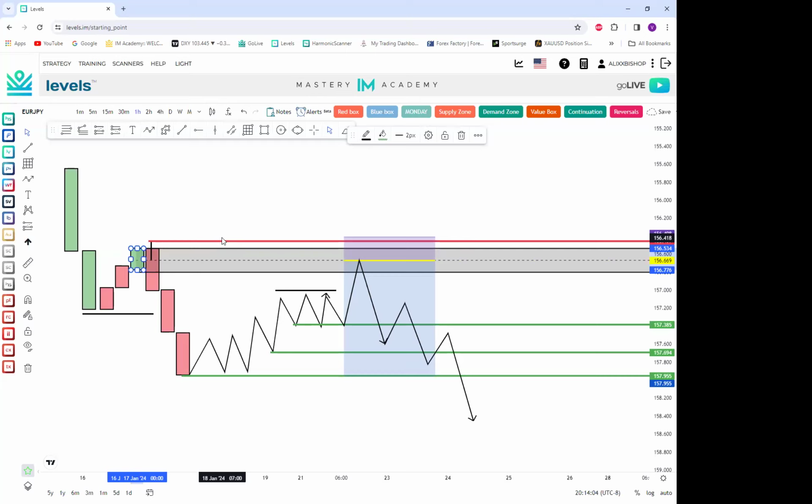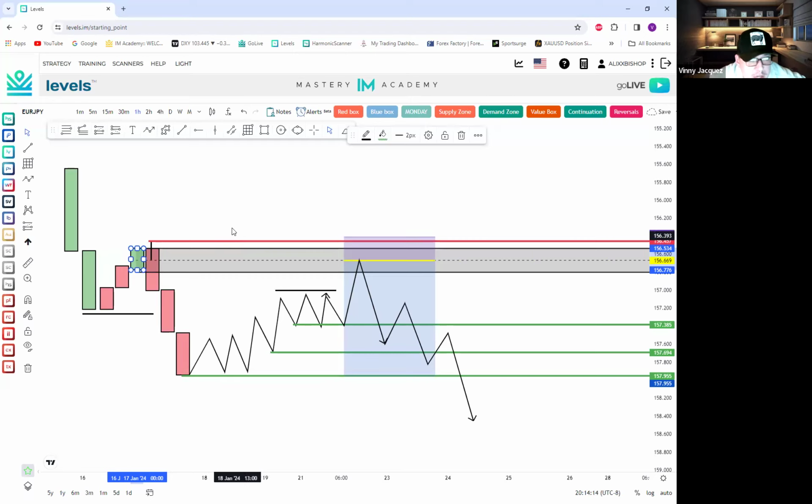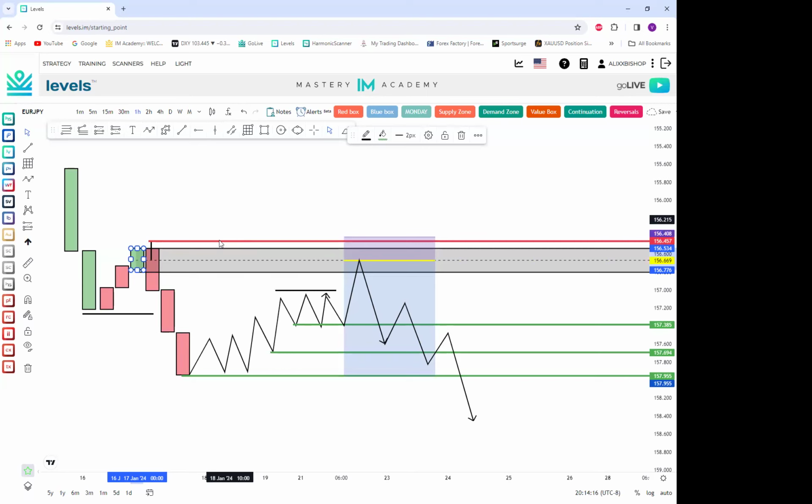Now, can you look at CHF JPY real quick? Because I went down to a smaller time frame and I still didn't see anything. Okay, can you send me a picture or the TradingView link, please? Yeah, hold on. Thank you.